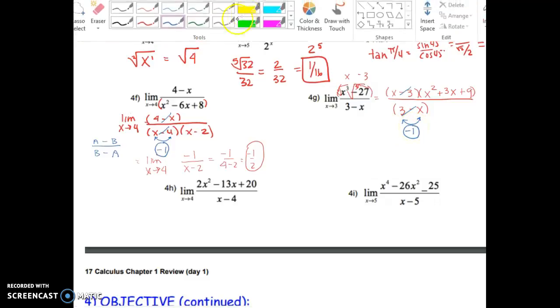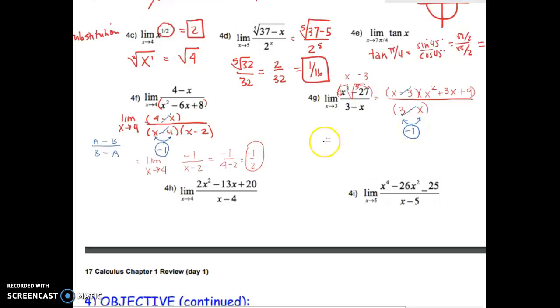So my answer now is we're taking the limit as x goes to 3 of -1 times that stuff, x squared plus 3x plus 9. I now substitute 3 in for both the x's, and I get the opposite of 9 plus 9 plus 9. So my answer is -27.